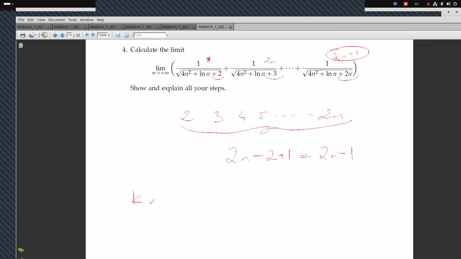How many terms do we have from k to m? How many terms are written here, from k to m? m minus k plus 1. Yeah, thank you. m minus k plus 1.